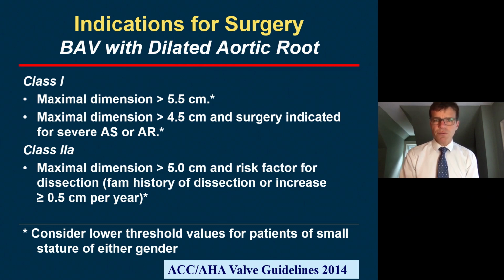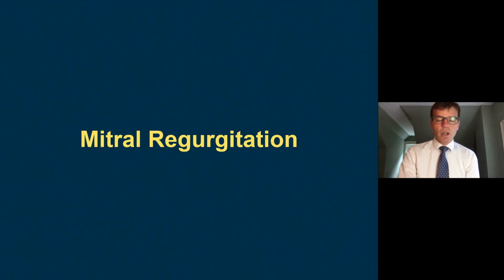Also, if the dimension is 5 centimeters but appears to be increasing, or there are other important risk factors like a family history of sudden death from aortic dissection, you may want to operate a little bit earlier than you otherwise would. Okay, so let's talk about mitral regurgitation, another valve lesion where there's been a lot of innovation over the past few years.